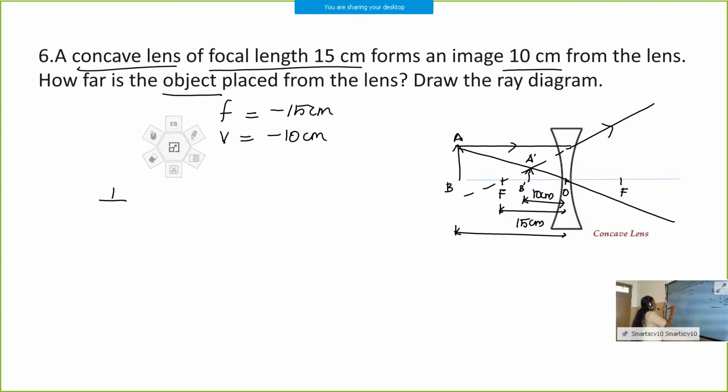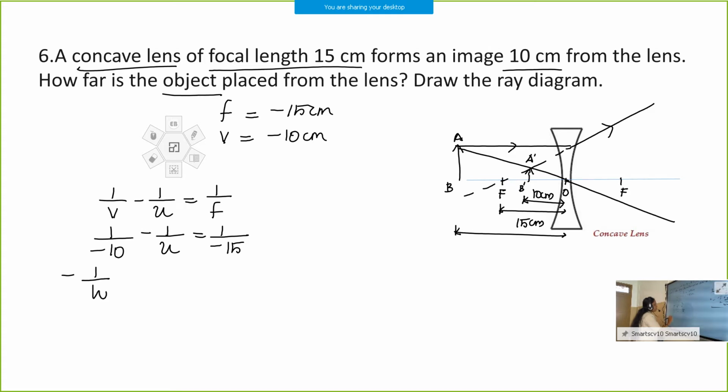So how will you find out? 1 by V minus 1 by U is equal to 1 by F. 1 by minus 10 minus 1 by U is equal to 1 by minus 15. So what is 1 by U? You can take minus 1 by U to the right hand side and minus 1 by 15 to the left hand side. So we will get minus 1 by 10 plus 1 by 15 is equal to 1 by U. What is the LCM of 10 and 15?